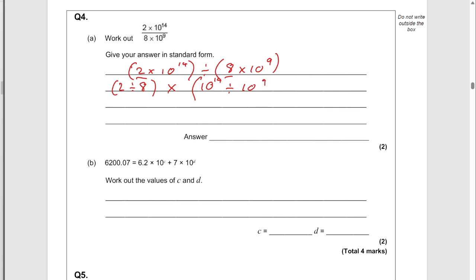Right, so 2 divided by 8 is the same as a quarter, which is 0.25. And then 10 to the 14 divided by 10 to the 9, we subtract the powers, so that would become times 10 to the 5. And then that number isn't in standard form, because the number part is less than 1. So we would then need to, I'll put it in an extra line than I would normally, describe that in standard form: 0.25 is 2.5 times 10 to the minus 1, times 10 to the 5, which would give you the answer 2.5 times 10 to the 4.